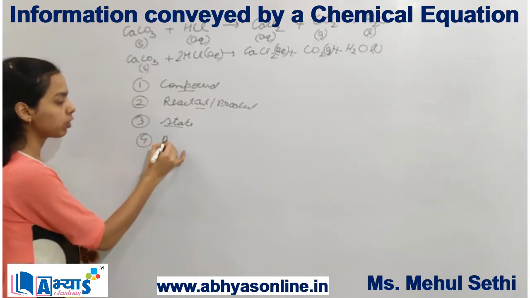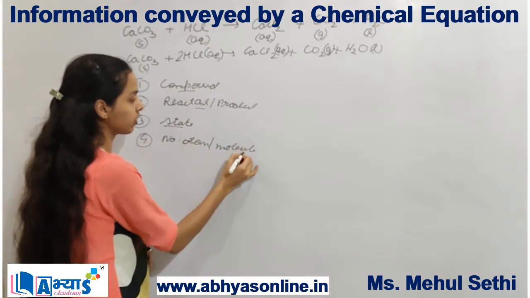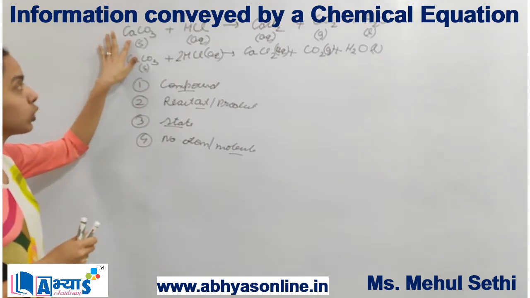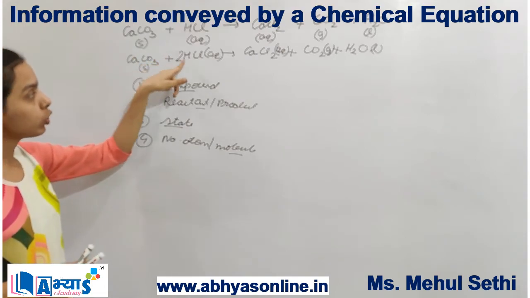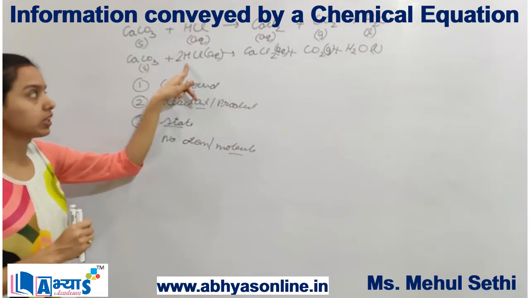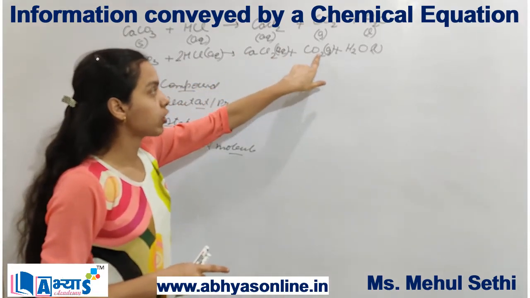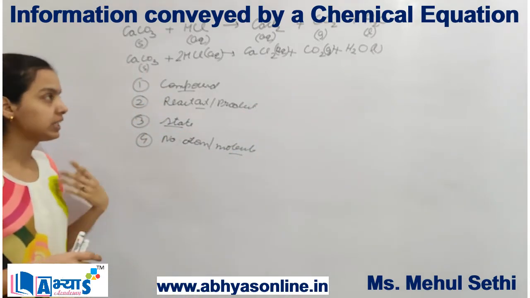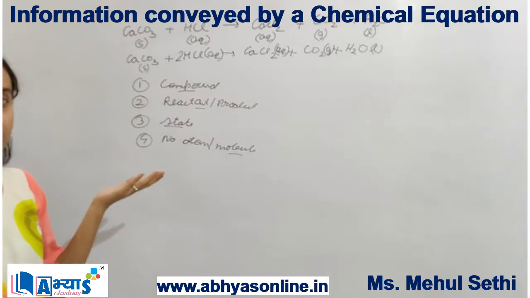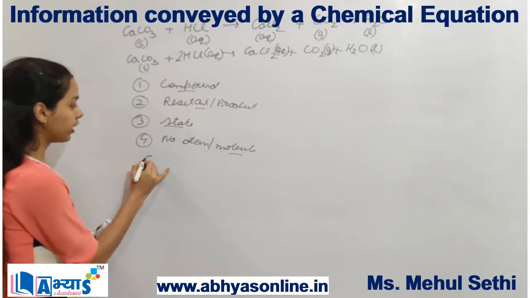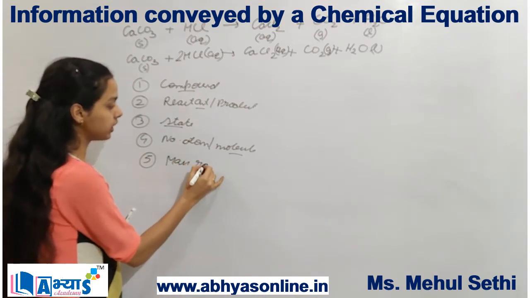The fourth is the number of atoms or the molecules. For example, I have one molecule of calcium carbonate because there is a one in front of calcium carbonate. There are 2 molecules of HCl that are required in the chemical reaction and 1 molecule each of calcium chloride, carbon dioxide and water. So basically we can see the number of molecules which are required in a chemical reaction. The next important information is about the mass ratio.